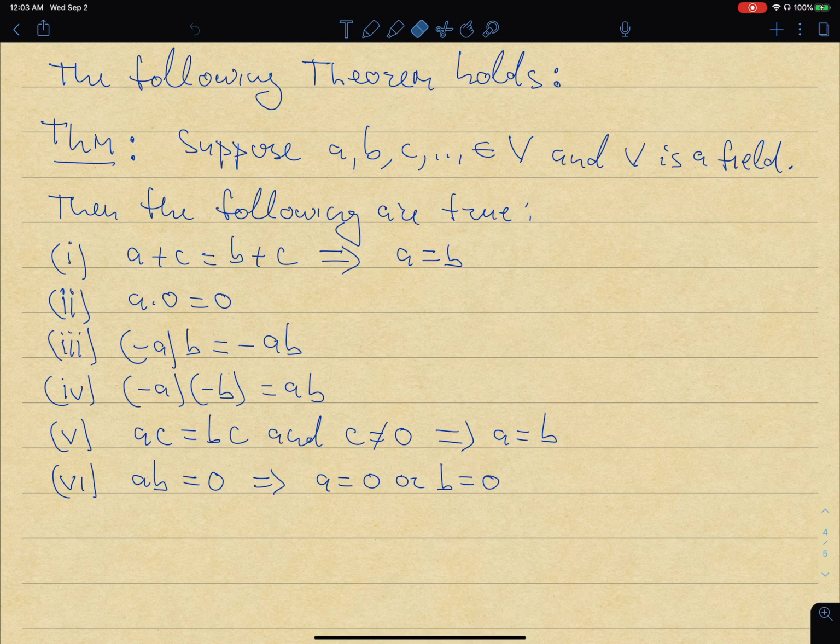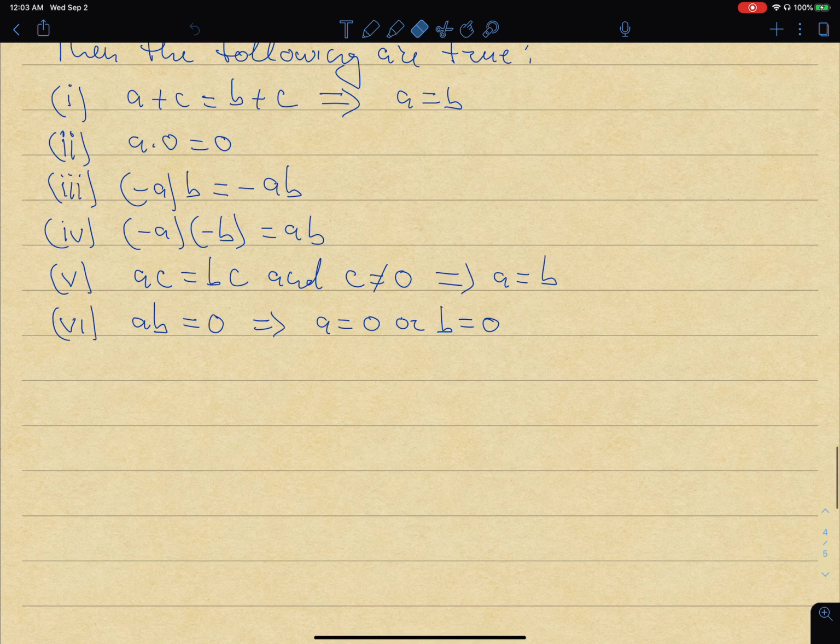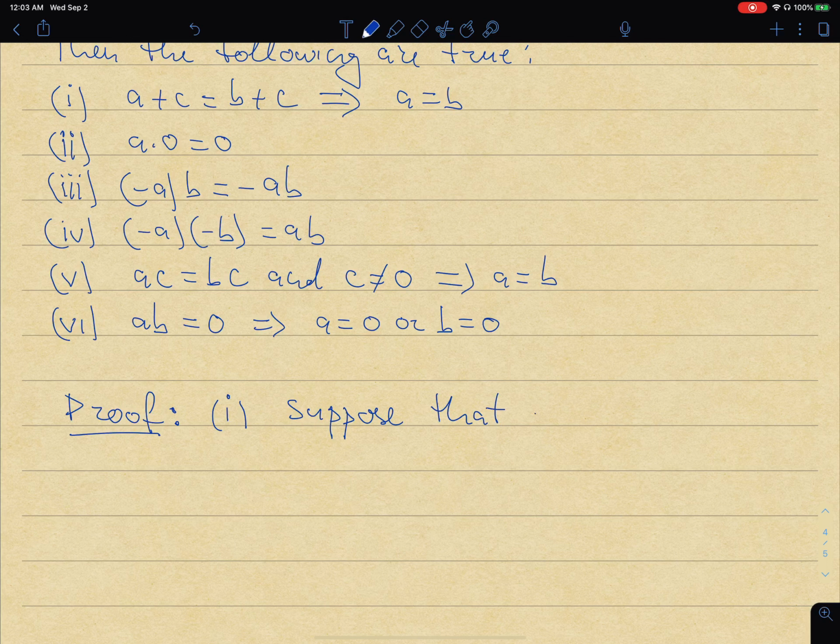Okay, let's now prove some of these facts. Proof. Let's look at number 1 first. So I'm going to suppose that A plus C is equal to B plus C.